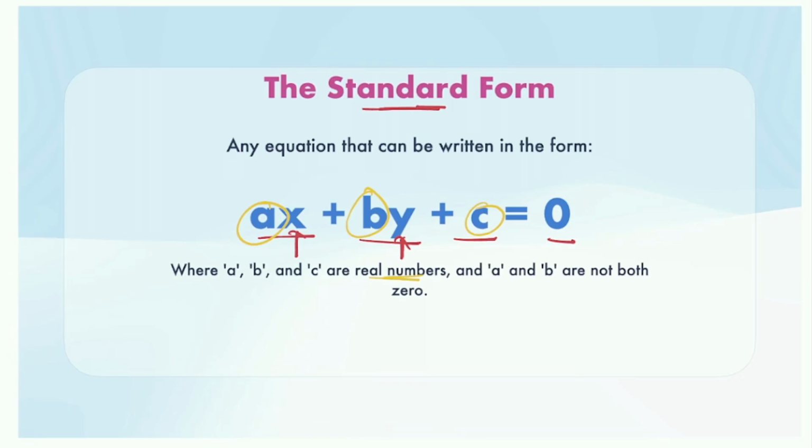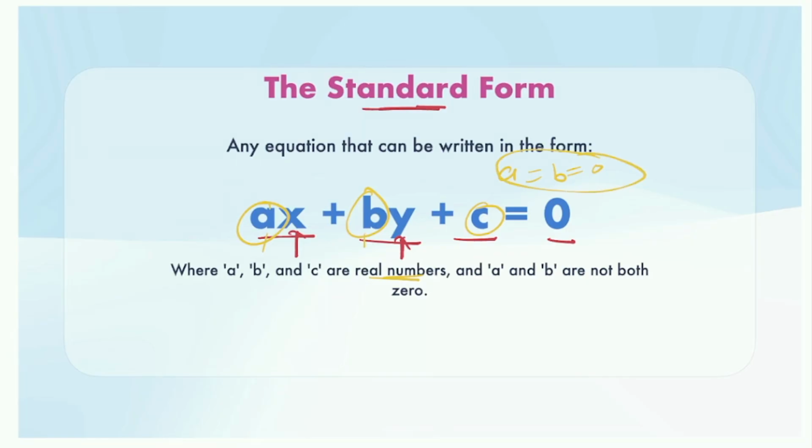x and y are variables, a, b and c are real numbers, and a and b are the coefficients of x and y. We have already done this in the polynomial chapter number 2, right? In ax, a is the coefficient of x; in by, b is the coefficient of y. Now c is a constant term, right? So a, b and c are real numbers, a and b are coefficients of x and y, and c is a constant term. Now the one and only condition is that a and b cannot both be 0.